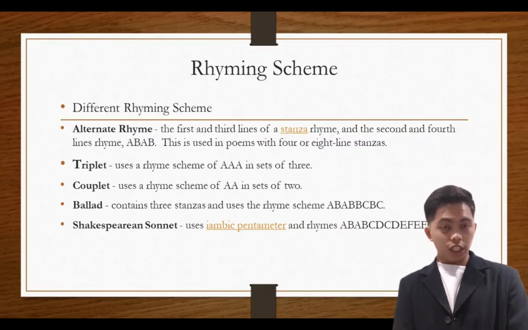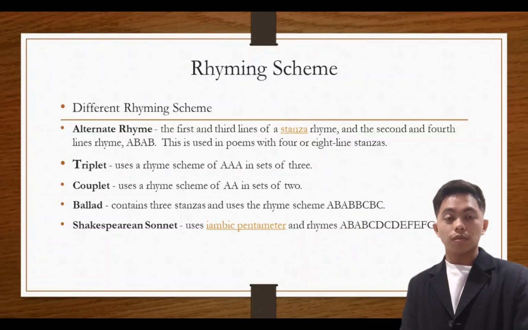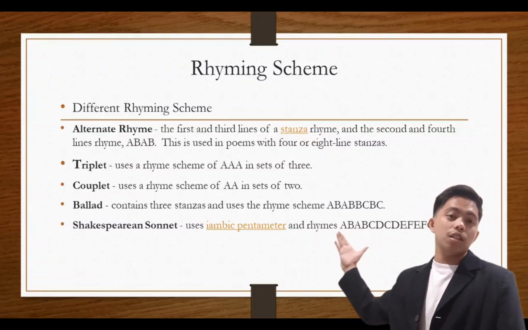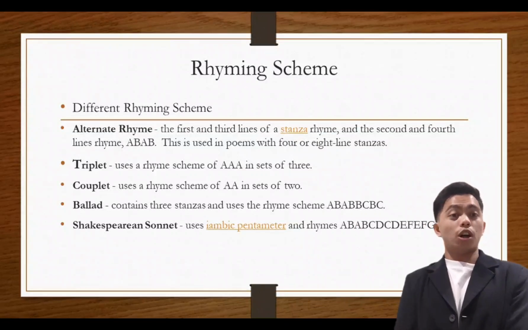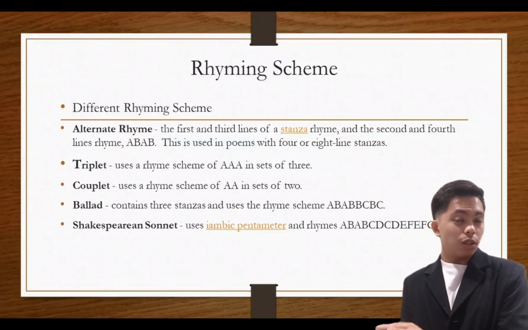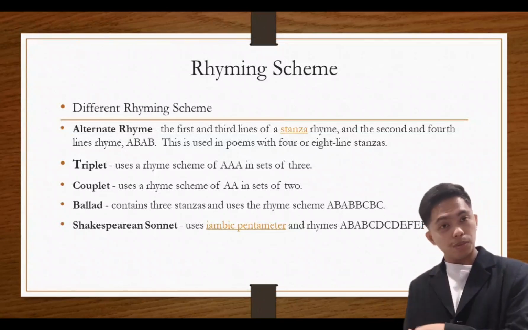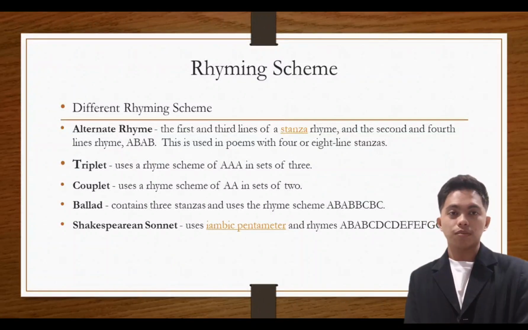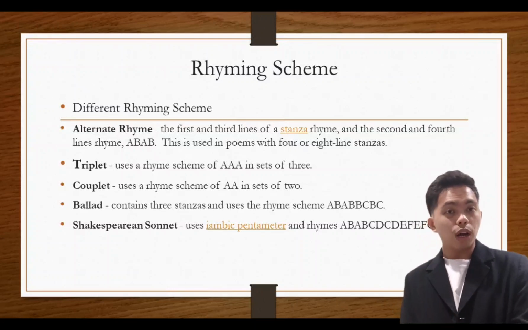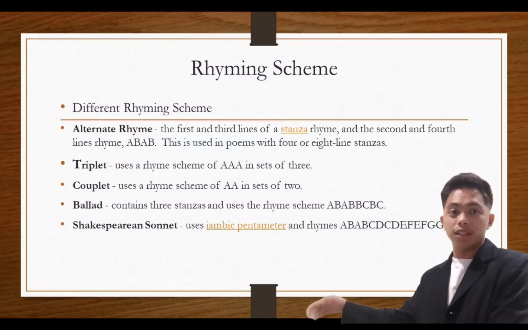May I call Mr. Christian to read what is a triplet rhyming scheme? Okay, thank you. So, as you can see, guys, these types of rhyming schemes are very easy to understand, right? If we're going to talk about triplet, it uses the pattern of AAA. So, it will be easy to identify if the poetry is using a triplet rhyming scheme or not, right? Okay, class. So, the next rhyming scheme that we are going to talk about is a couplet rhyming scheme. So, may I ask Miss Isabel to read what is a couplet rhyming scheme?